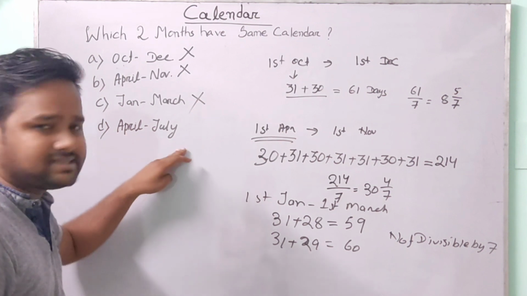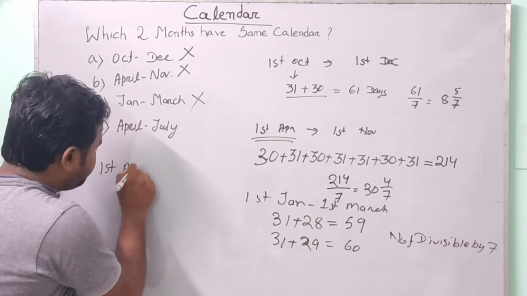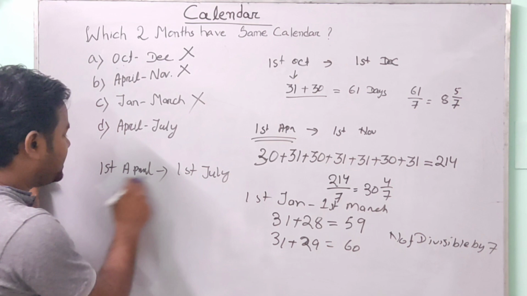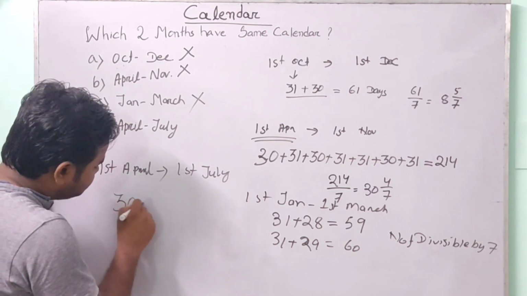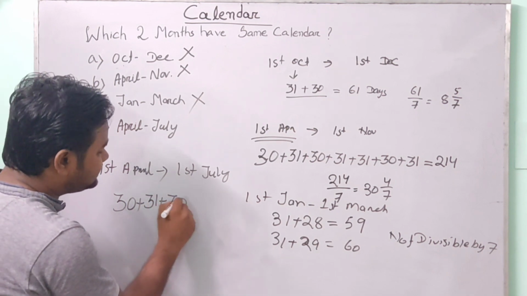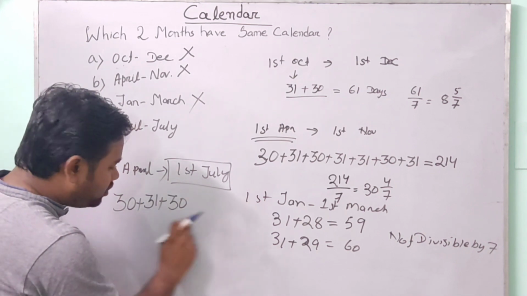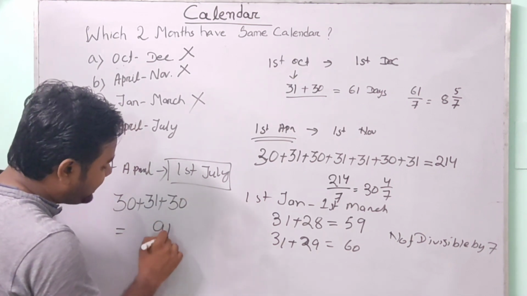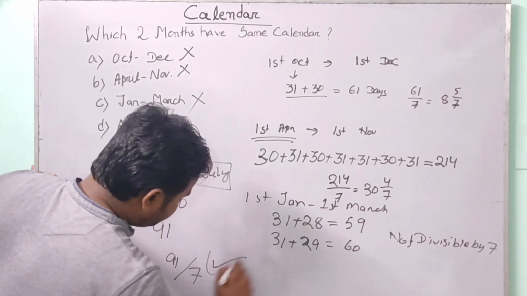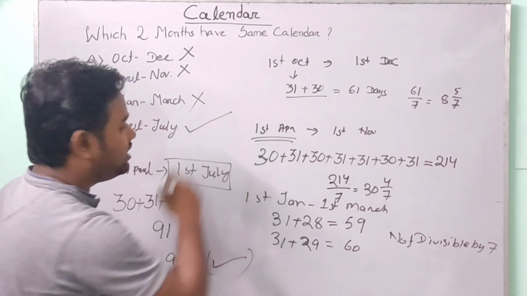Last, we have to check April and July. So 1st April till 1st July. April has 30 days, May has 31, June has 30 days, and July we don't have to count because 1st July is the end of the range. If I add all three, I get 91 days, and 91 is divisible by 7. So April and July is the right answer.